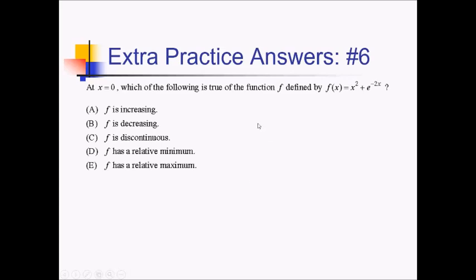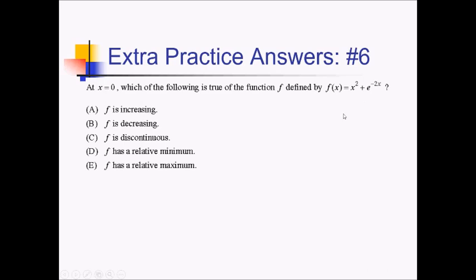On this problem, they want to know at x equals 0, which of the following is true about this f function. So we have some options about it increasing, decreasing, relative mins and maxes. We can eliminate choice C right off the bat about this being discontinuous, because this is a polynomial which is continuous, this is a decaying exponential which is also continuous. So it's really just down to things that involve f prime.